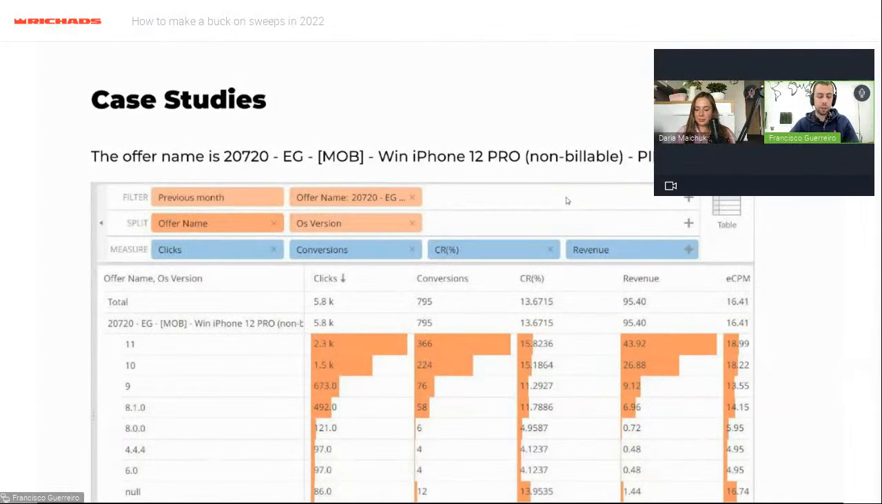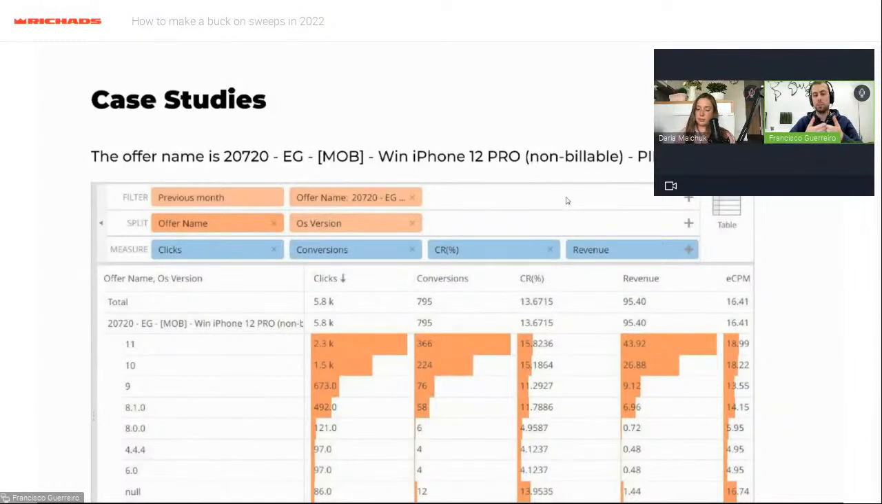Earlier, Dasha spoke about focusing on version 7 to 12. I agree with this. Usually those versions are the ones that convert the most. But after this initial setup, you really need to check your stats and see if you can cut a few more versions down to lower the cost and increase your ECPM.